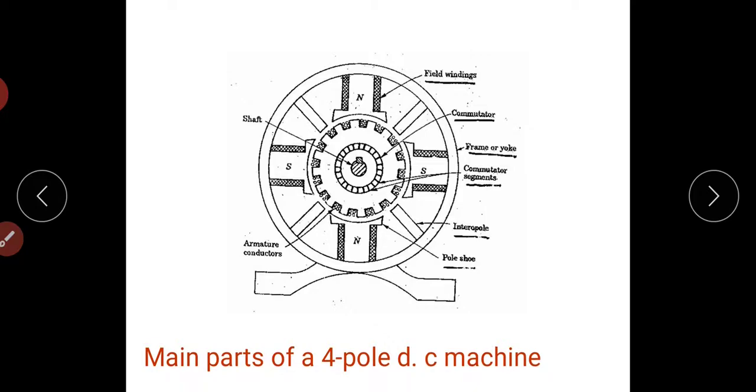Next, this is a 4-pole DC machine. Here the number of poles equals 4: one north pole, south pole, north pole and south pole. So the total number of poles equals 4. It is a 4-pole DC machine.